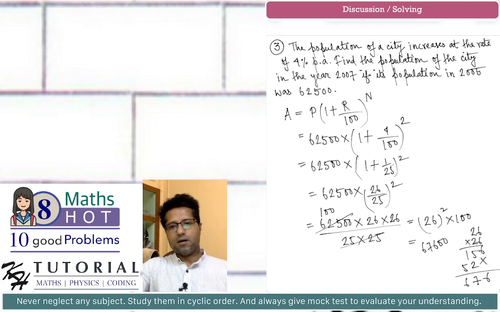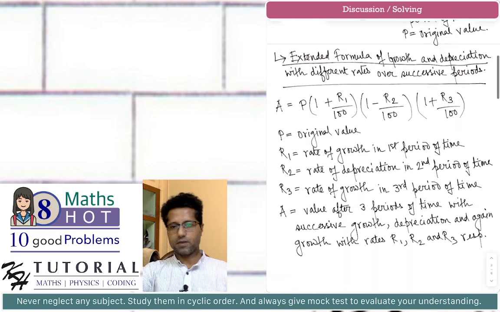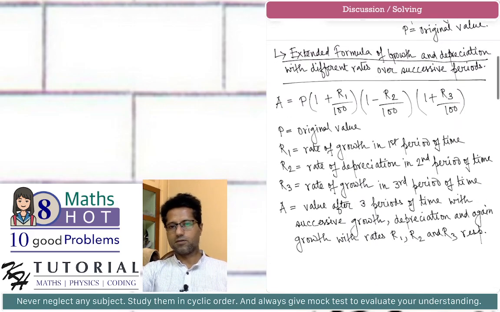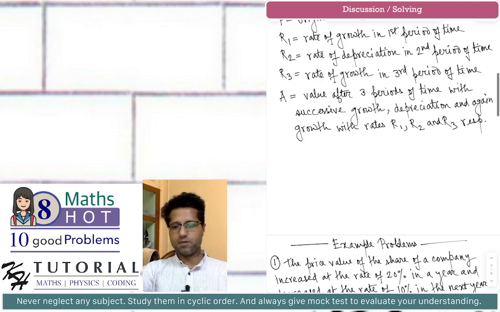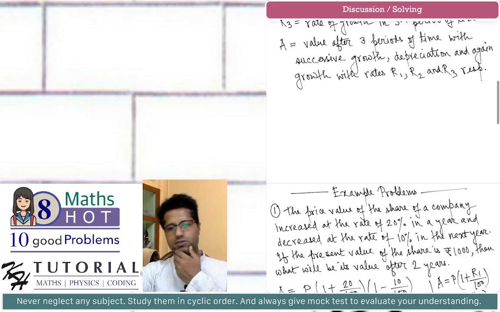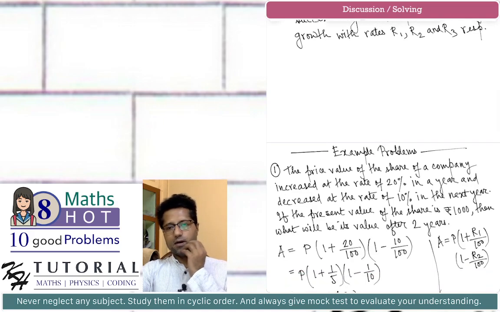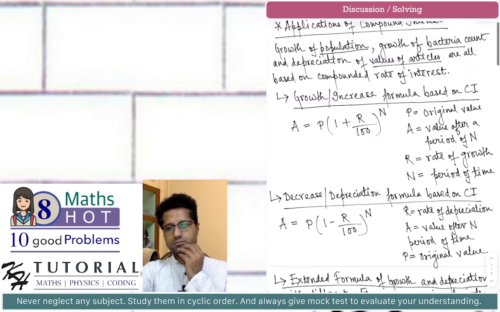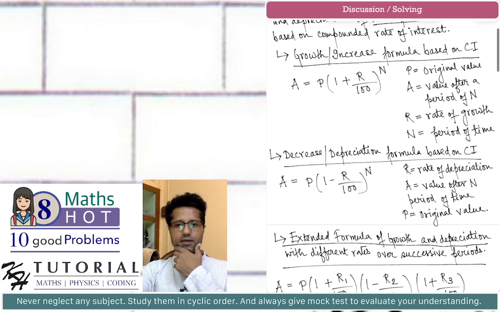So I hope with these three problems you got an idea how to use the application of compound interest to solve these kind of problems. So essentially, solving problems based on growth of population or growth of bacteria count or the depreciation of values, that is the depreciation of cost of any value, are fundamentally based on these two formulas, that is the growth increase formula based on compound interest and the decrease and depreciation formula based on compound interest.